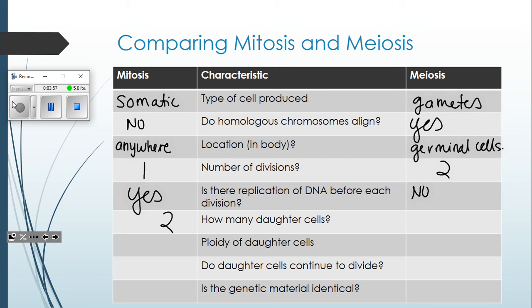2 daughter cells in mitosis, 4 in meiosis. Quite a few of you asked me to repeat what ploidy means. I'm asking how many chromosomes, what's the chromosome number? And you can respond to this with N or 2N, or if you chose to write haploid or diploid, that's fine too. But that is how I would represent the ploidy. I would ask you what's the ploidy of the cells, and want you to tell me N or 2N as the response. In mitosis, the daughter cells can continue to divide.